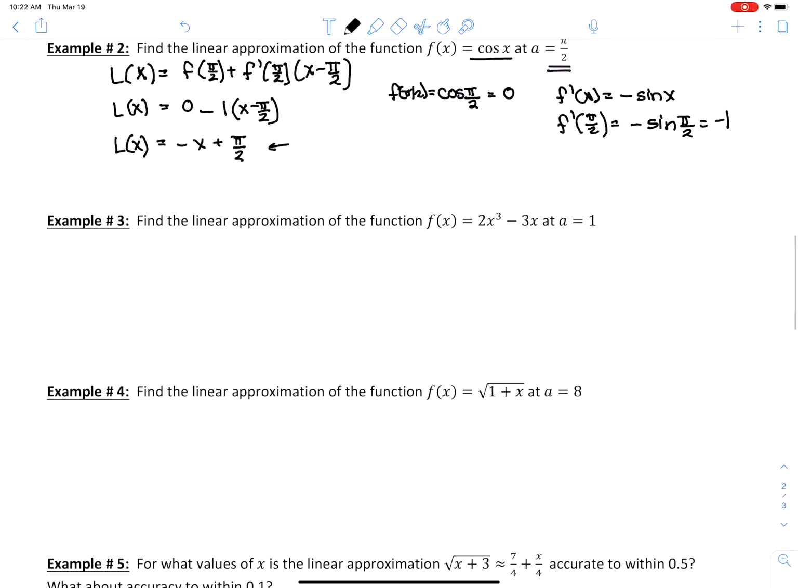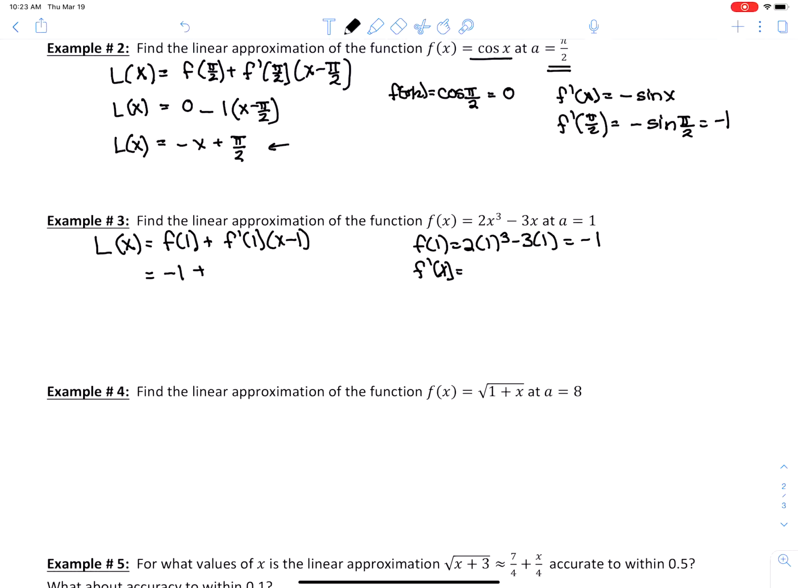Okay, linear approximation of a function at an a value. Linear approximation is f of 1 plus f prime of 1 times x minus 1. So f of 1 is 2 times 1 cubed minus 3 times 1. It's negative 1, plus f prime of 1.